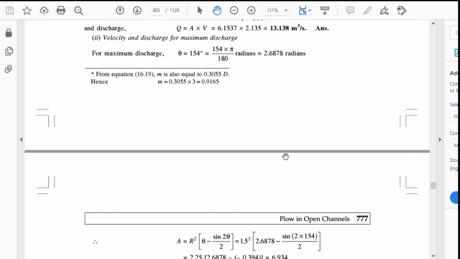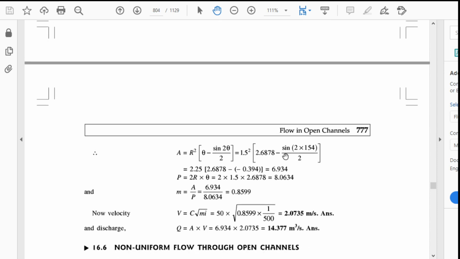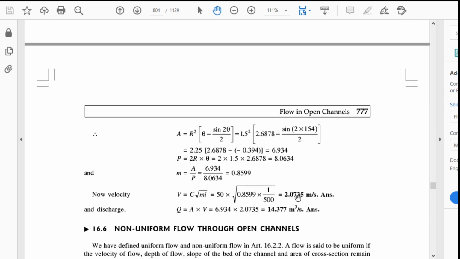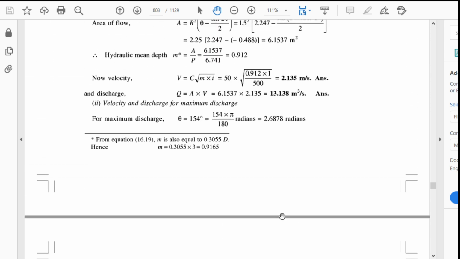Now in both the conditions, you can see that for the maximum discharge condition the discharge value comes out to be maximum, that is 14.377, and for the maximum velocity condition the velocity value comes out to be maximum. So for the circular channel there are two conditions: first is for maximum velocity and second is for maximum discharge.